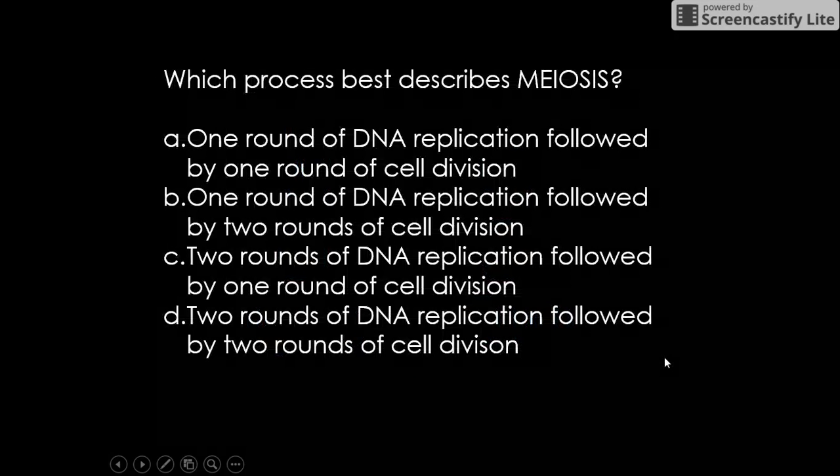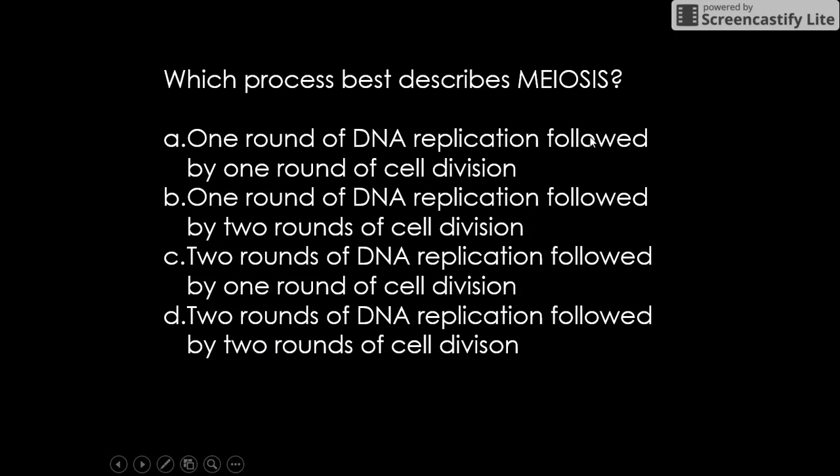Okay. So, which process best describes meiosis? A, 1 round of DNA replication followed by 1 round of cell division. We know that's not true. B, 1 round of DNA replication followed by 2 rounds of cell division. If you take a look at the diagram I just went over, that is absolutely true. DNA replicates 1 time and divides twice in meiosis.